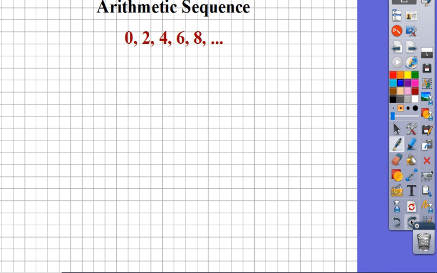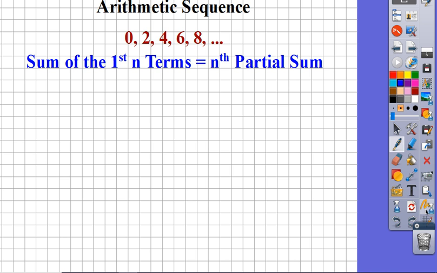Okay, next what we're going to do with the arithmetic sequence is talk about the sum of the first n terms, otherwise known as the nth partial sum. Basically, we're going to add up the first n terms. So of course we've got our sequence here, 0, 2, 4, 6, 8 as before. If we were to add them up, 0 and 2 is 2, and 8 is 10, 4 and 6 is 10. It should equal 20.